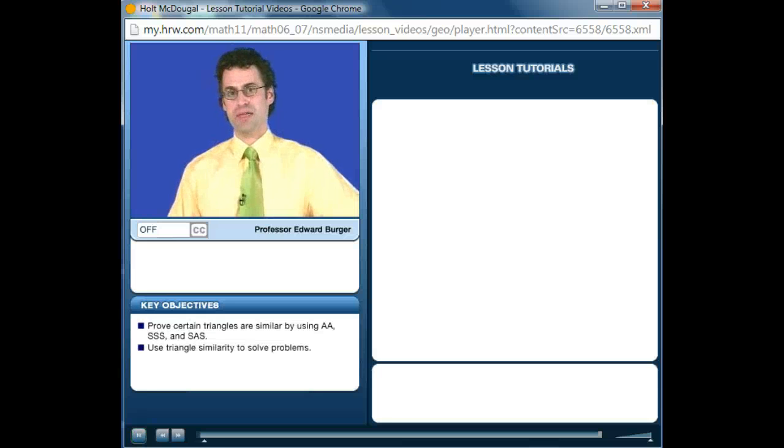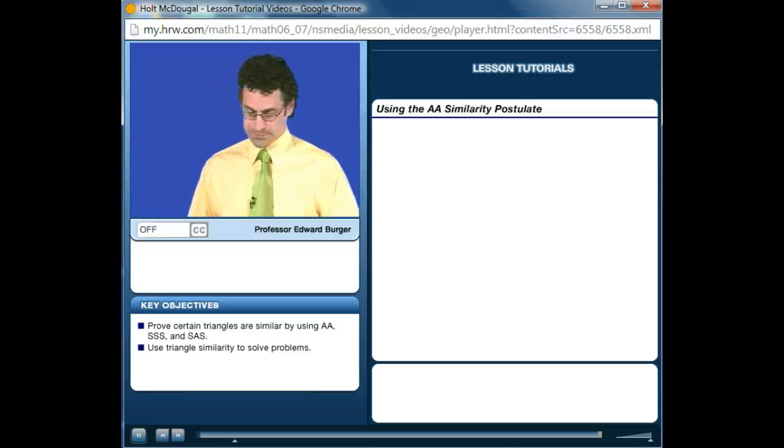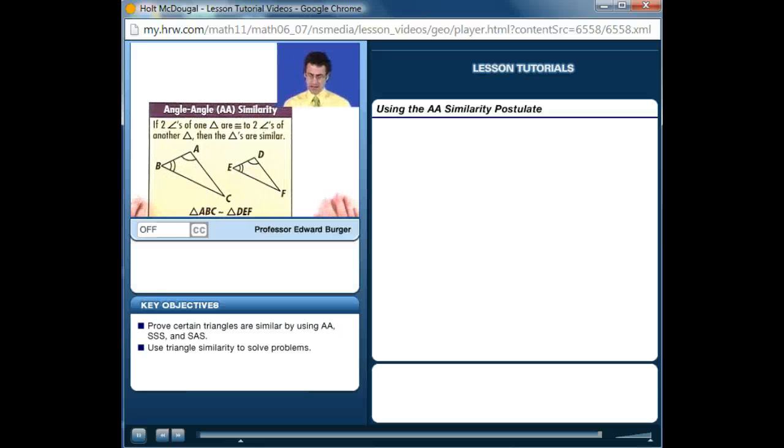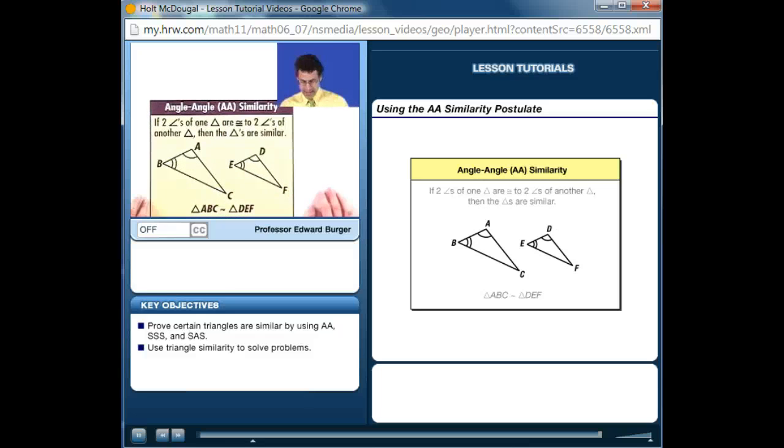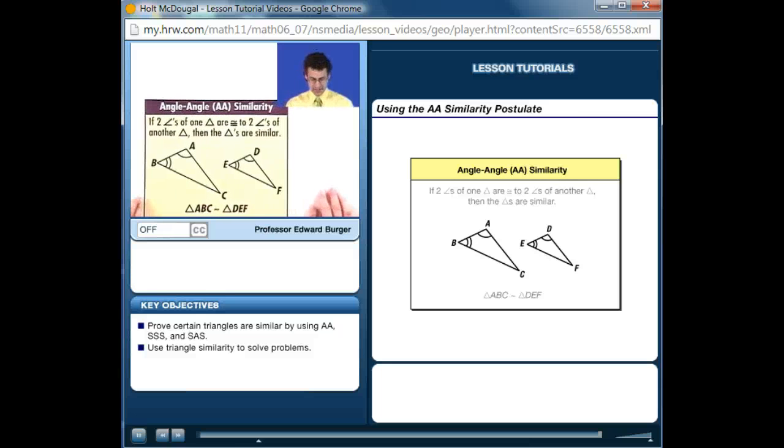To actually verify that triangles are similar, it turns out there are a number of really interesting and important and easy to apply theorems that will come in handy. The first one is called the angle-angle similarity theorem. So it's abbreviated just AA. And it makes a lot of sense. Let's take a look at it together.